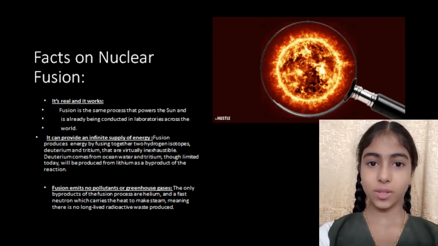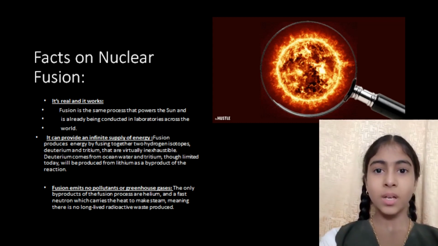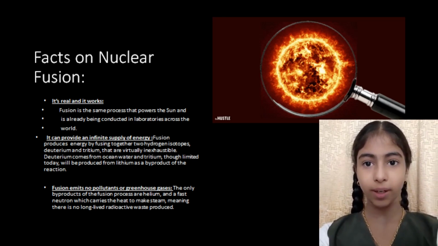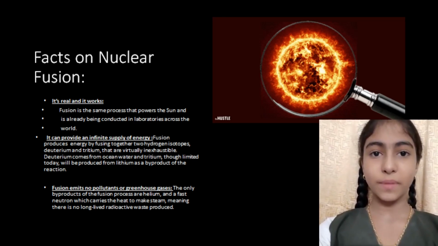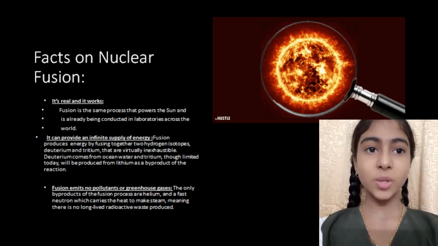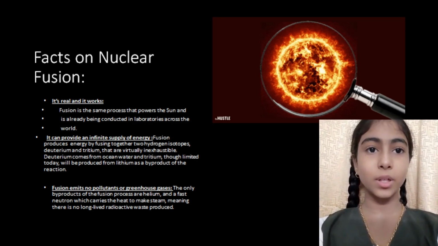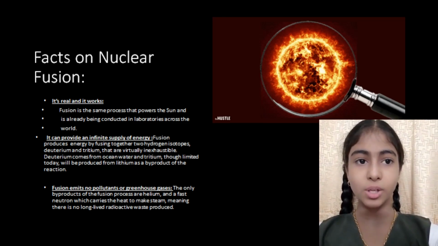Now let us know some facts on nuclear fusion. Nuclear fusion is real and it works. Nuclear fusion is the same process that powers the sun. Nuclear fusion can provide an infinite supply of energy. Fusion produces energy by fusing two hydrogen isotopes, deuterium and tritium. They are virtually inexhaustible. Deuterium comes from ocean water and tritium is produced from lithium as a byproduct of the reaction. Fusion emits no pollution or greenhouse gases.